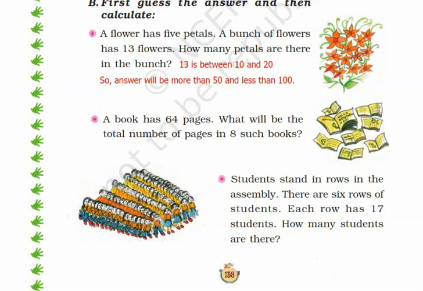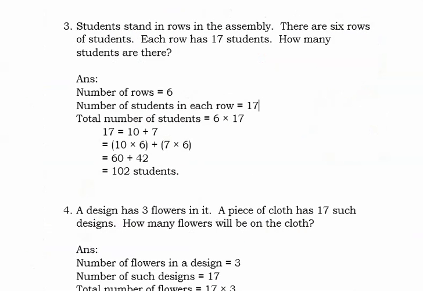Let us see how to solve this using steps. Number of rows: there are 6 rows. Number of students in each row: each row has 17 students. So total number of students is equal to 17 into 6, otherwise 6 times 17. We have to find out 6 into 17. So what are we going to do?